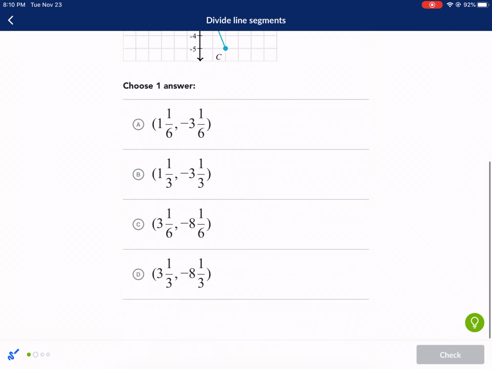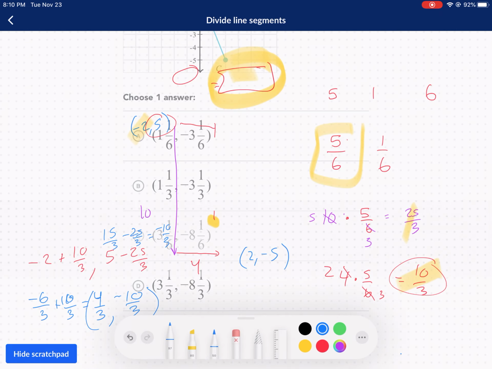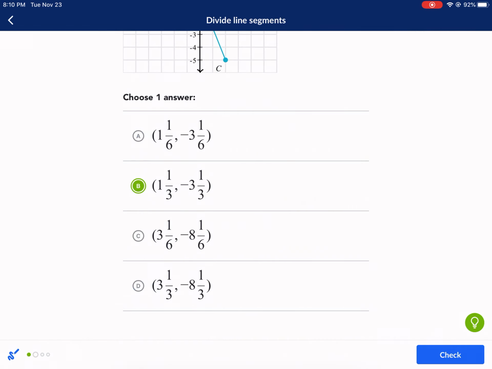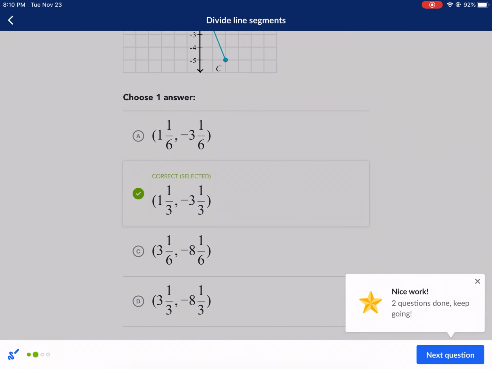Let's see which one that is. Okay, so I'm looking here at possible answers, and I'm seeing that B matches up with that. It's written in not my favorite form, which is a mixed number, but that is the correct one.